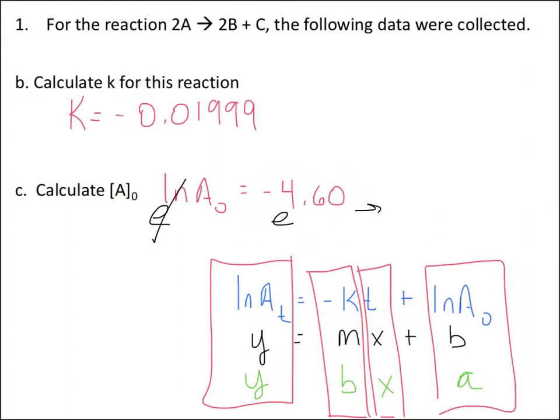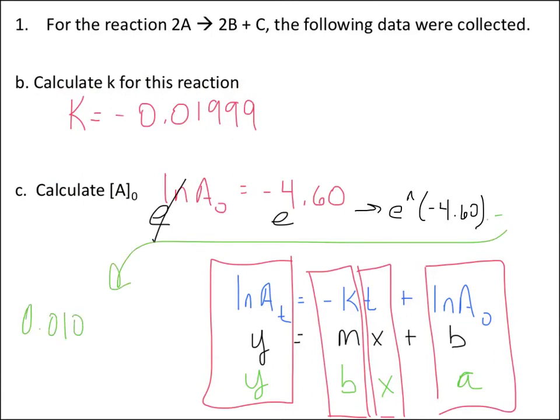I'm going to do second natural log, which will bring up an e hat and open a parenthesis. I'm going to put negative 4.60 in there and hit enter. And it's going to give me my concentration. I'm going to write it down here. All right, it's going to be 0.01005. And this is going to be my A naught.